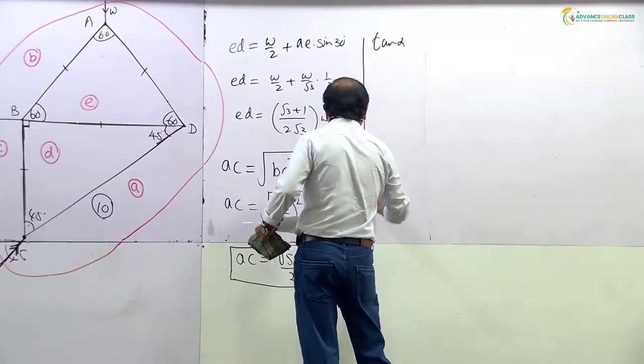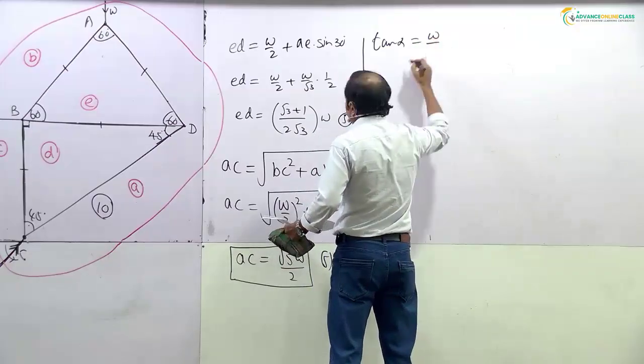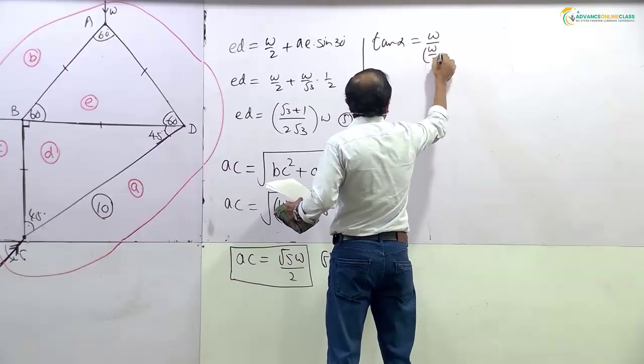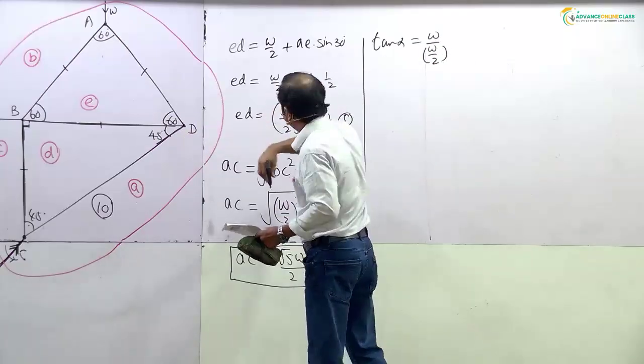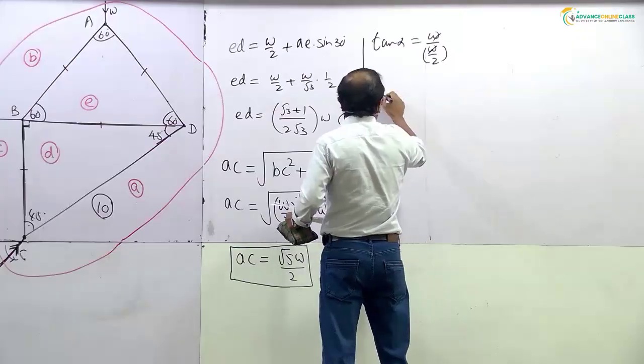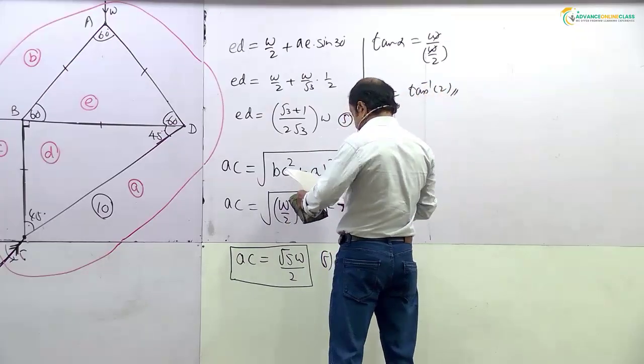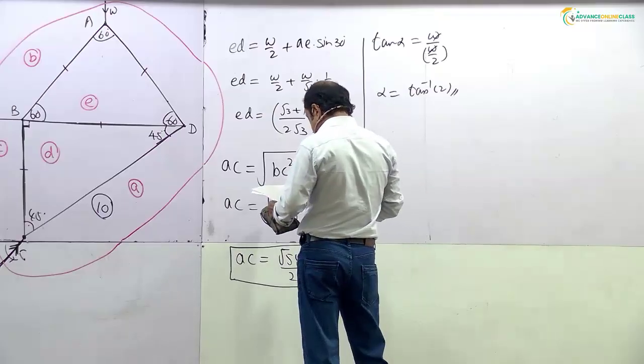Tan alpha: the opposite side is W, the adjacent side is W by 2. What does W by 2 mean? BC, no? Right. This you can cancel down. Alpha equals tan inverse 2. Tan inverse 2. Right.